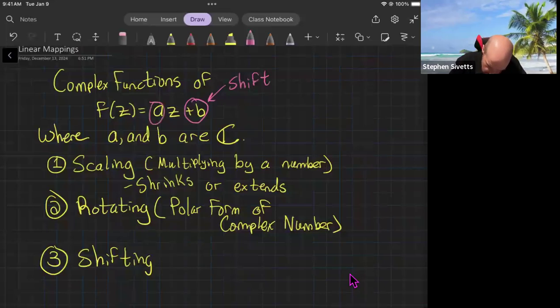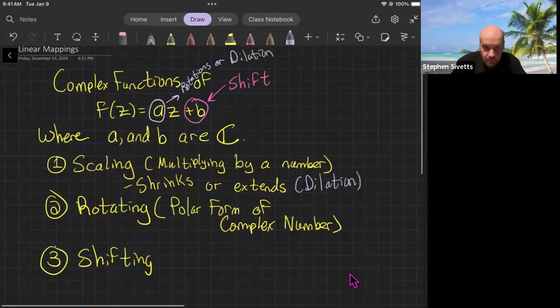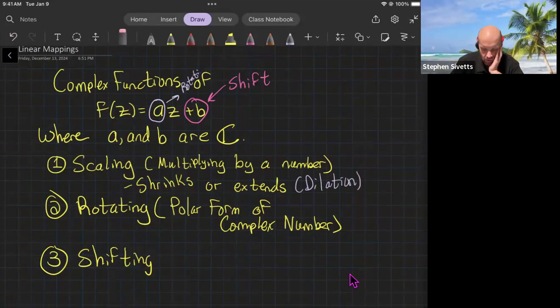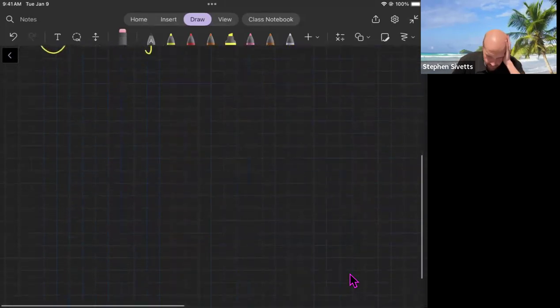And the a quantity that's right here, let me do another color. So this quantity right here deals with rotations, or a dilation. So they call this a dilation. But regardless, I'll show you how those work. Okay, so let me get rid of these. All right, so let's look at some examples.